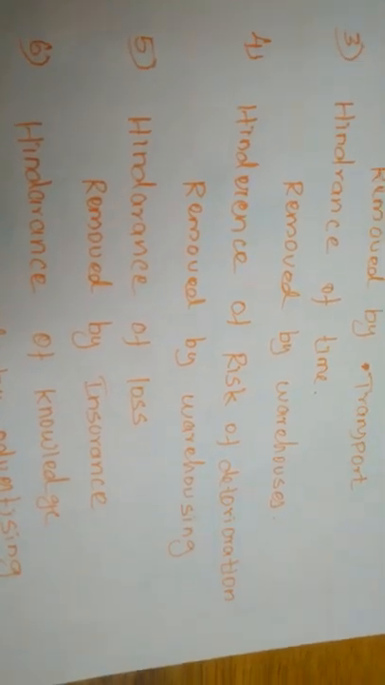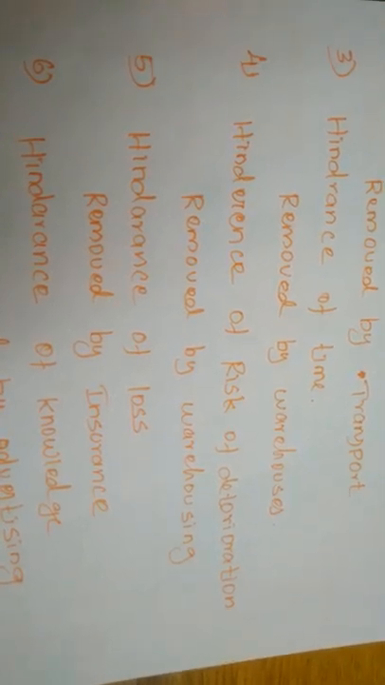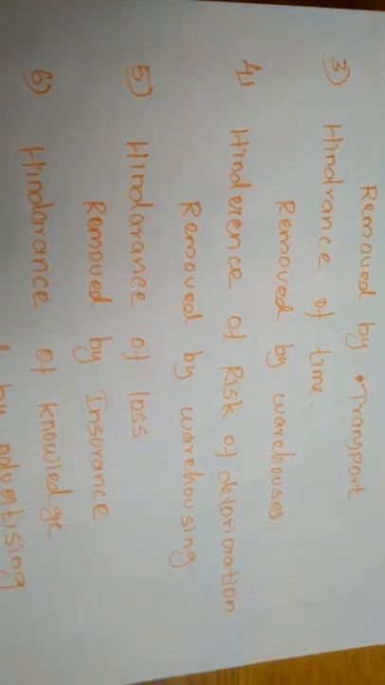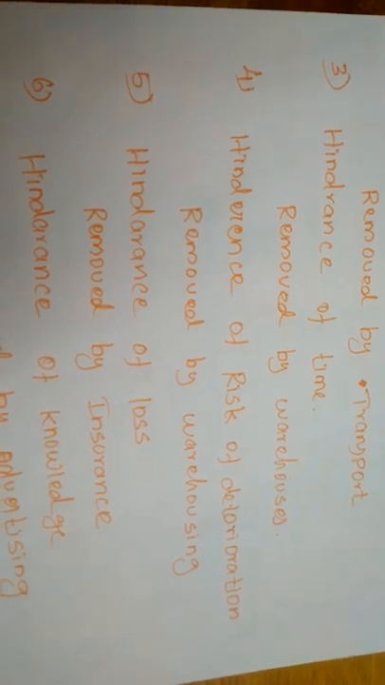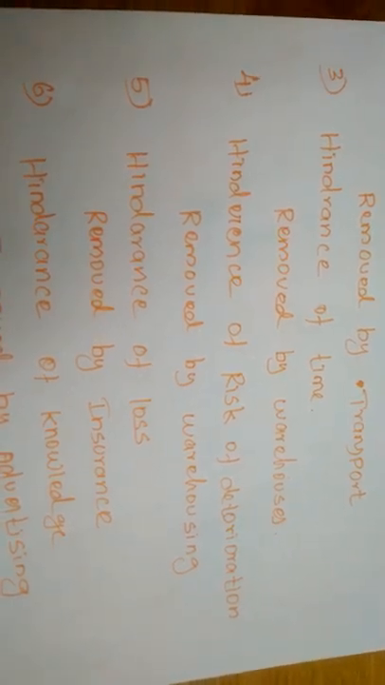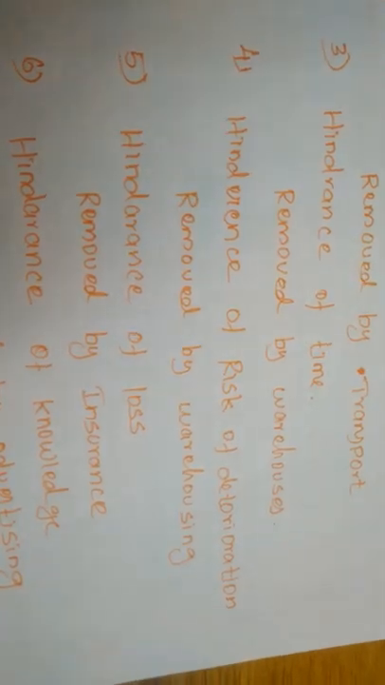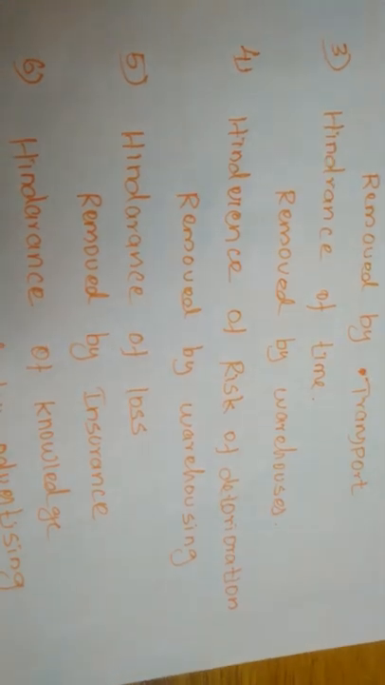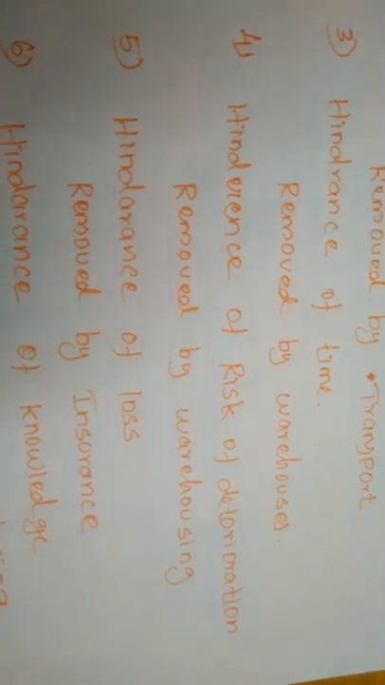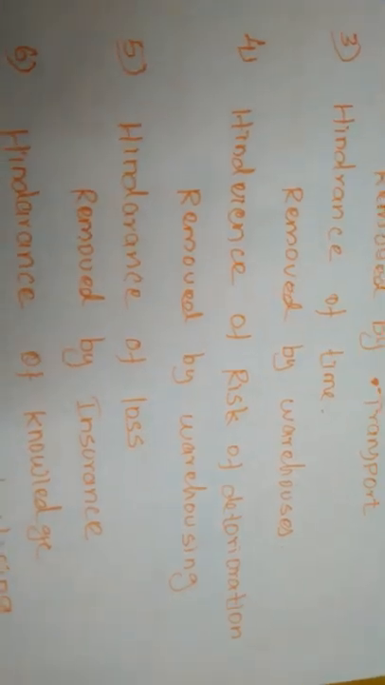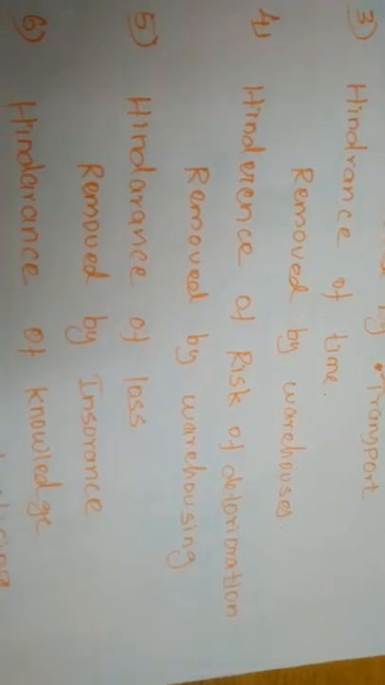When the product is coming on the way, some accident may happen and the product will get damaged. When we are protecting the commodities in warehouses, rats and other insects may attack and damage the commodities. This type of damage is called hindrance of risk of deterioration. Some thieves may also damage the product or commodity being protected.